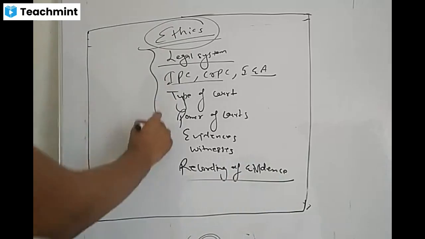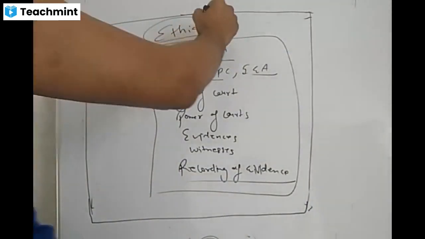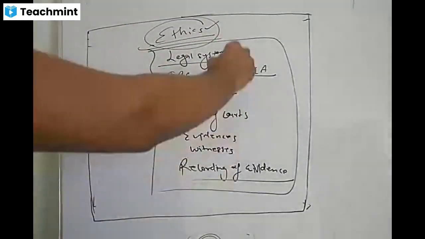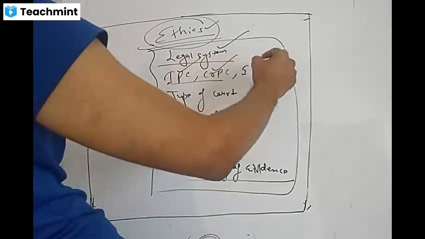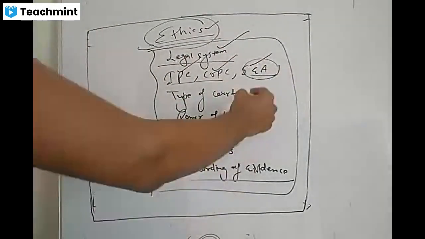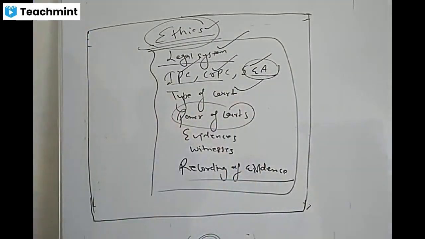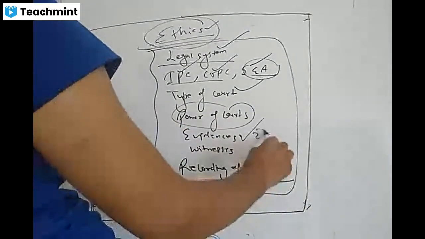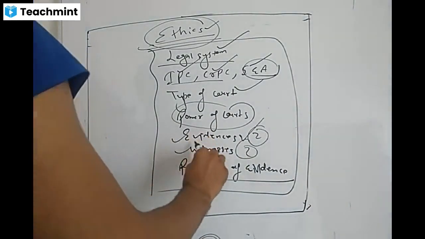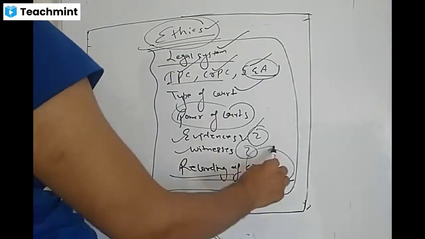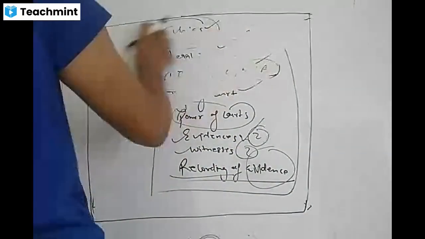So this is our today's topic about the legal system in your veterinary practices, where we call it ethics and jurisprudence. So first we will see the legal system. What kind of legal systems are there? Like your IPC, your CrPC, your IEA, your Evidence Act. Then what are the types of court in India? Then what are the powers of these courts? And after that, we'll see what are the types of evidences, then what are the witnesses. And once we are done with the types of evidence, then how to record these evidence in front of the judge. So this is our today's topic.